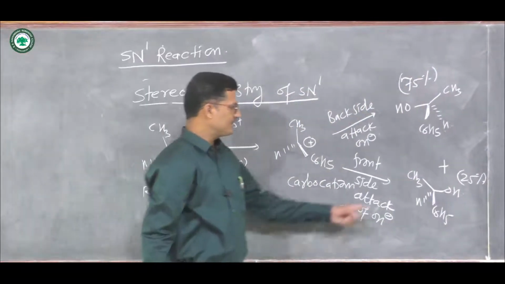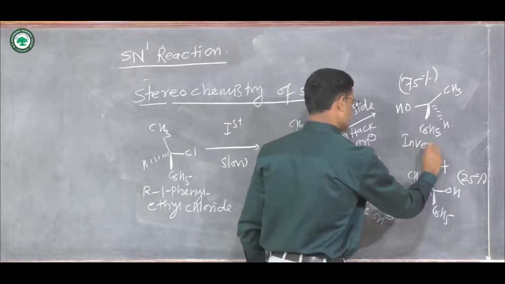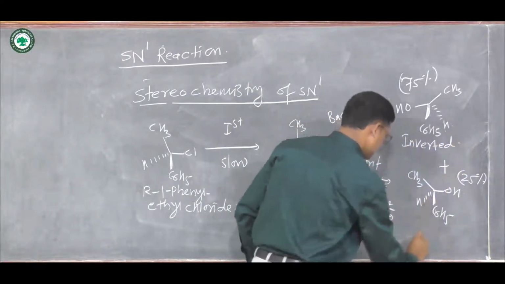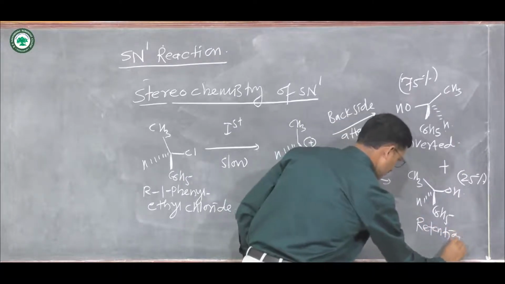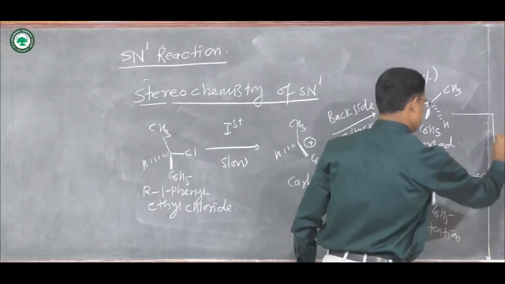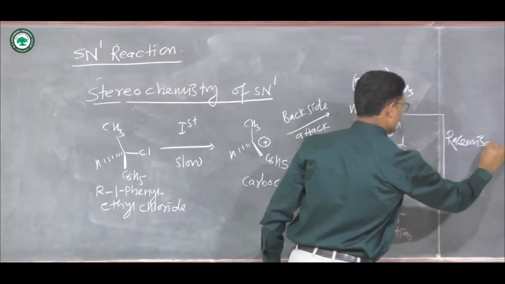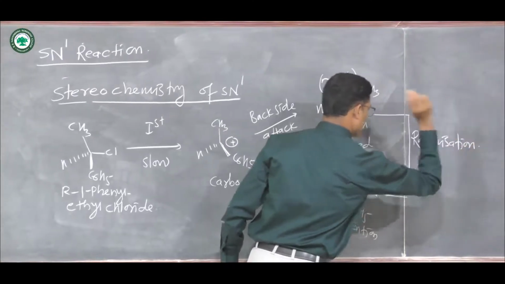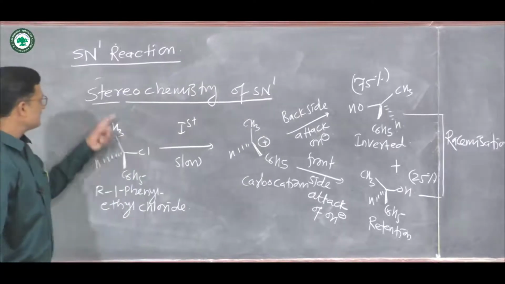And this is an inverted product, this is a retention product, and then we call it racemization. So this is a simple example.